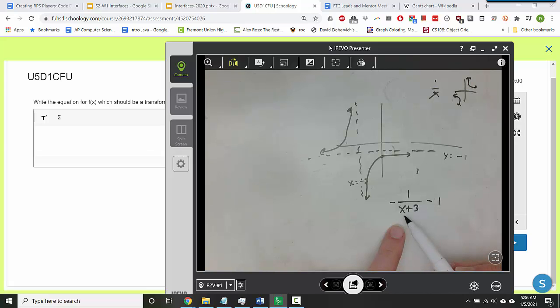But now if you plug in 0, what do I have? I've got negative 1/3 minus 1, and so that's definitely less than negative 1. In most people's answers who got this almost right, you didn't pay attention to the f of 0 is less than negative 1 condition. You just kind of ignored it entirely.